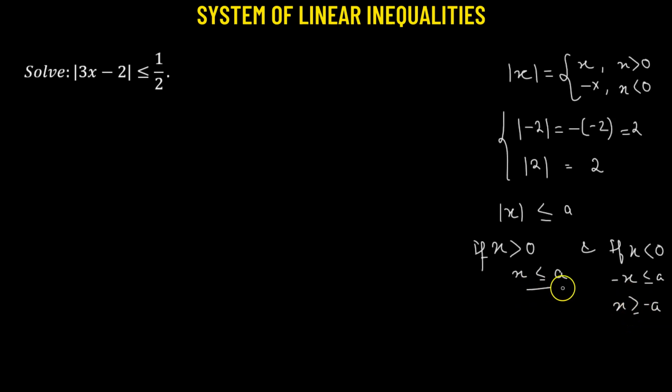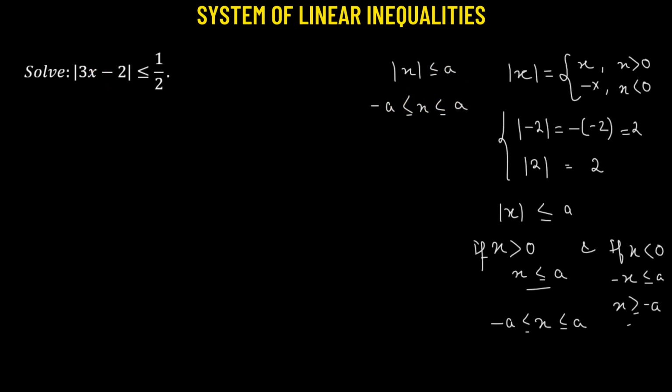So we have two values. x could be either less than or equal to a, or x could be greater than or equal to negative a. Now, if we combine these, this simply means that our value of x is greater than negative a and less than a. So whenever we have absolute value of x less than or equal to a, we can simply write that x must lie between negative a and positive a.